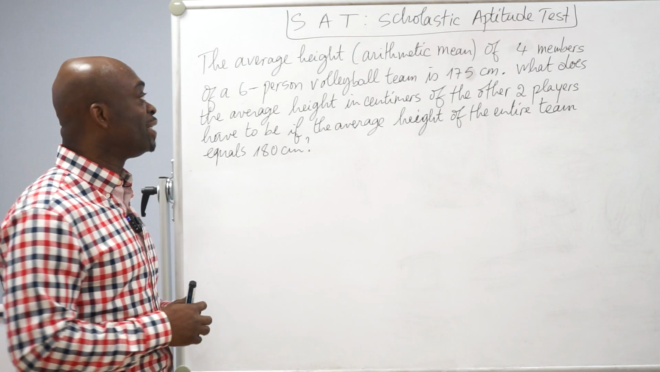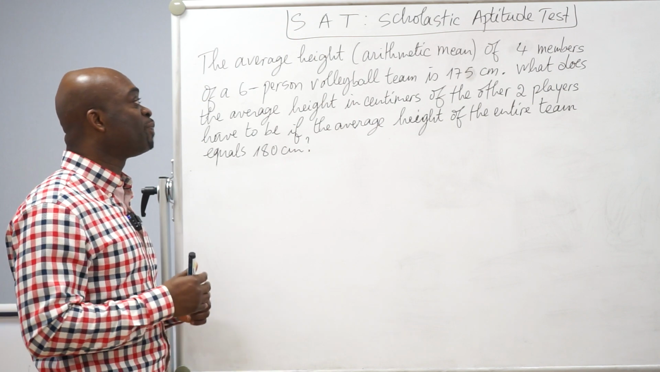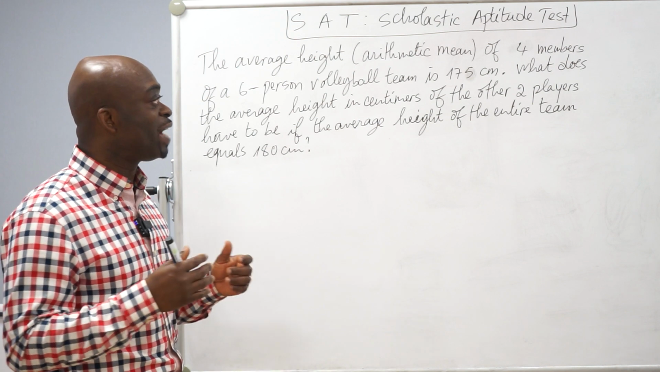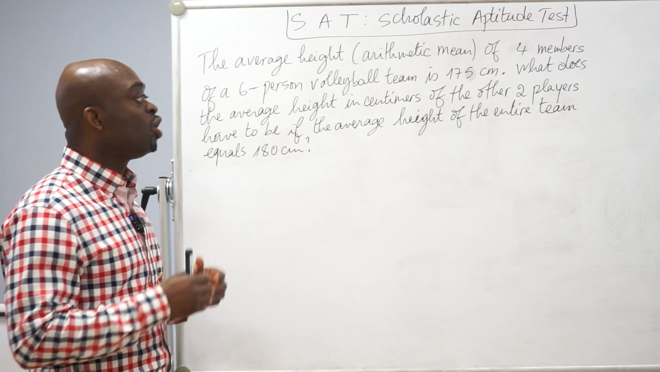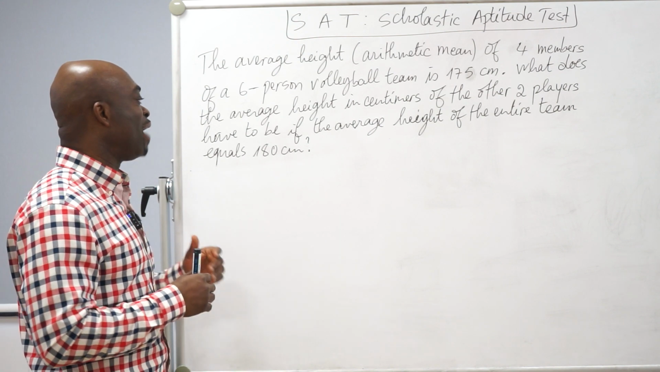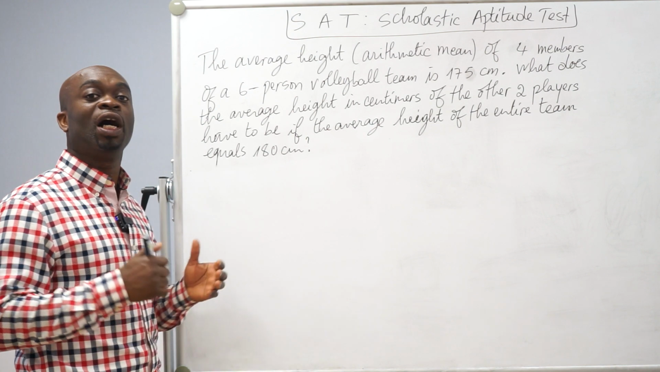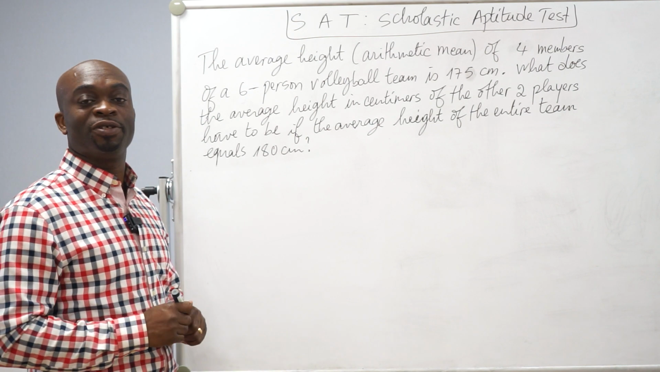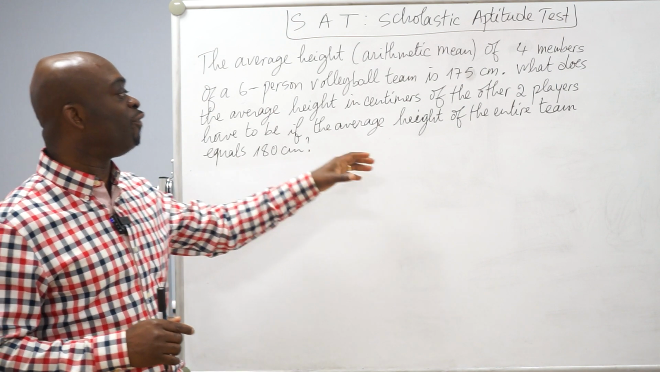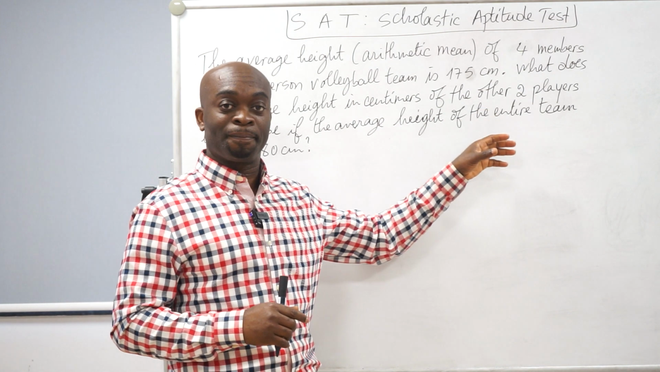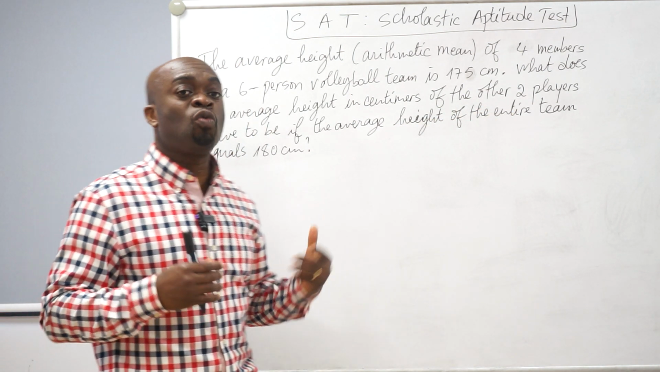The average height (arithmetic mean) of 4 members of a 6-person volleyball team is 175 centimeters. What does the average height in centimeters of the other 2 players have to be if the average height of the entire team equals 180 centimeters? All right, very interesting problem. So we're looking for the average height in centimeters of the other 2 players. So what are we looking for?